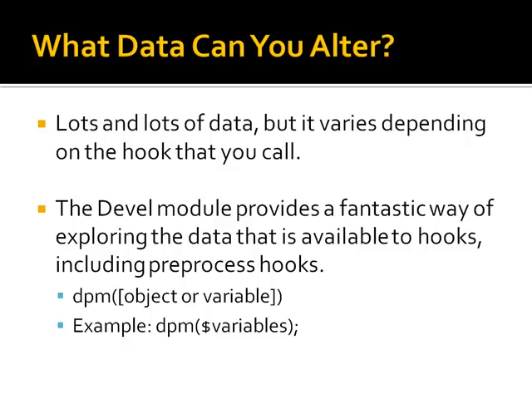So the best way I've found, and this is the recommended way from everything I've read, to be able to see the data that's available to a hook, and this includes the preprocess hooks, is with the Devel module. How many of you have installed the Devel module? Yeah, you got it. It's this crazy thing. You just have to call the dpm function and put in the object or variable. And it uses Krumo, it creates a clickable navigational piece so you can actually view all of the arrays and objects and data and strings and everything that's stored in there. So for example, dpm variables. That's it. So let's see what that looks like.